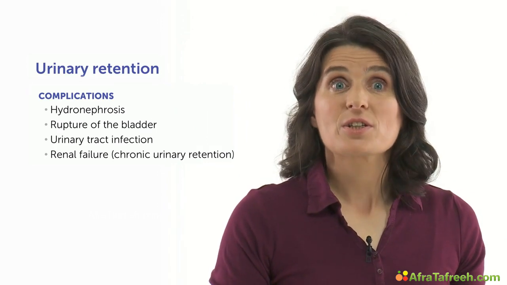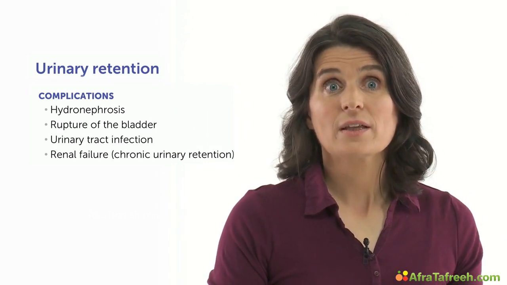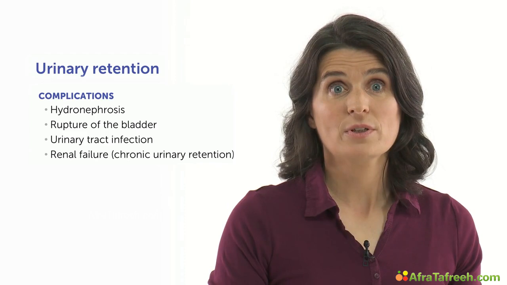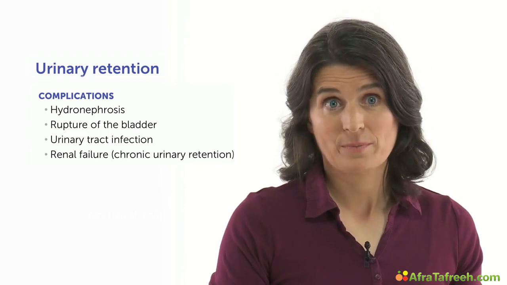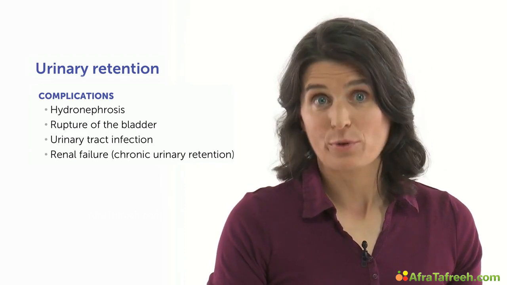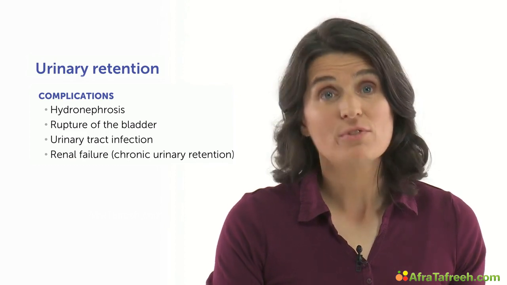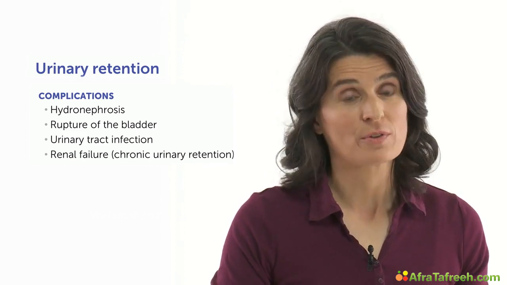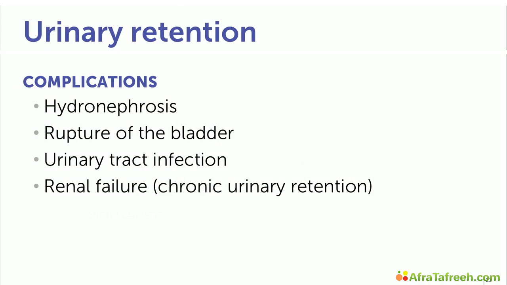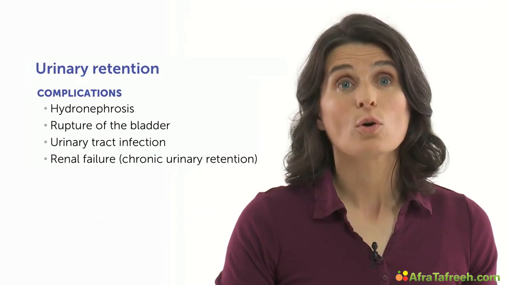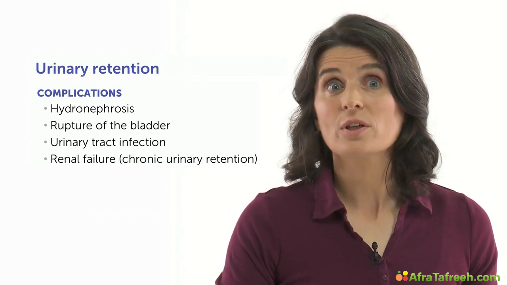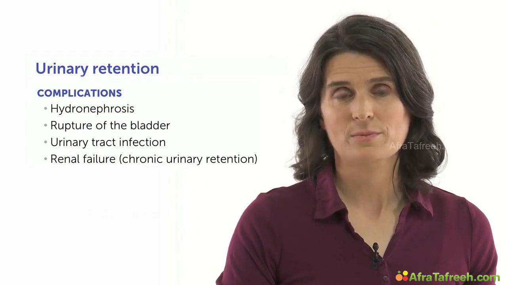When urinary retention is not detected and treated, it can lead to further accumulation of urine in the upper urinary tract and also cause hydronephrosis. In severe cases, even a rupture of the bladder can occur. Longer-standing urinary retention can lead to recurrent infection and also to renal failure when there's chronic urinary retention and hydronephrosis.